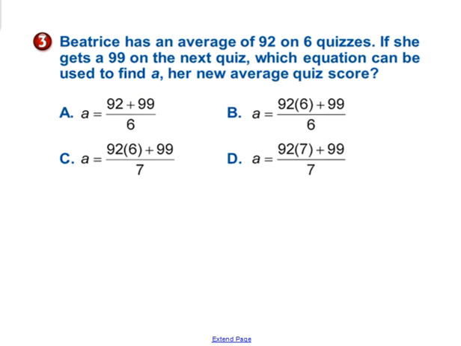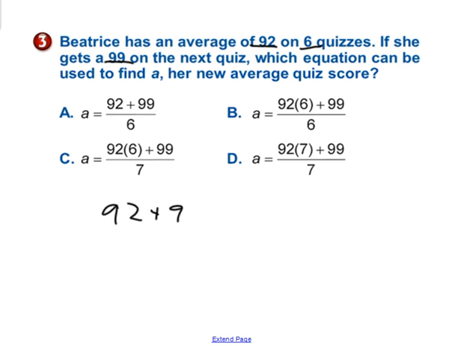Another type of problem that we're going to be dealing with is how to predict how an average will change with the addition of 1 more score. So as I look at this here, she has an average of 92 on 6 tests, 6 quizzes. If she gets a 99 on the next one, what equation can best be used to find her new average given the score? Well, she's got scores that average to be 92. She's got 6 of them.